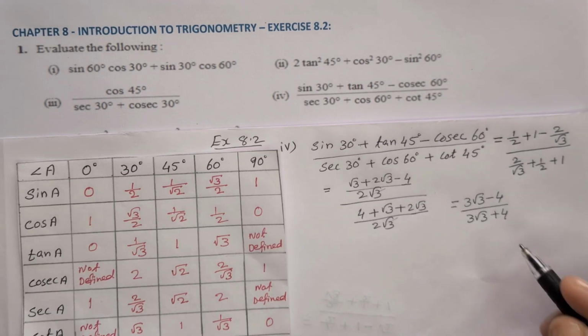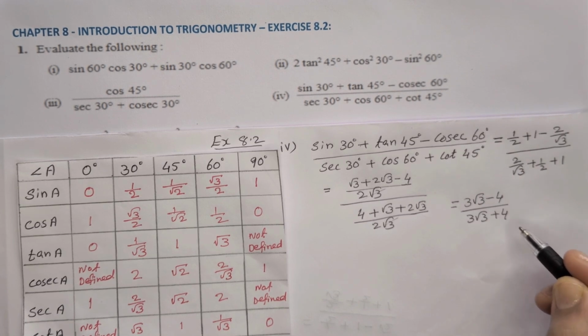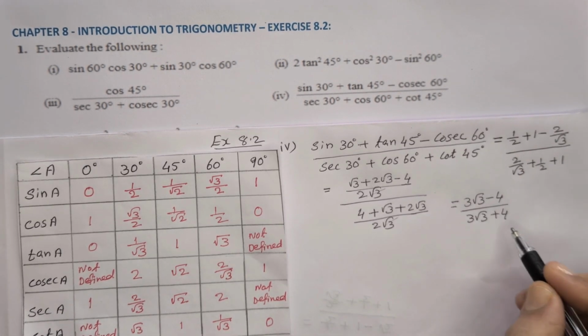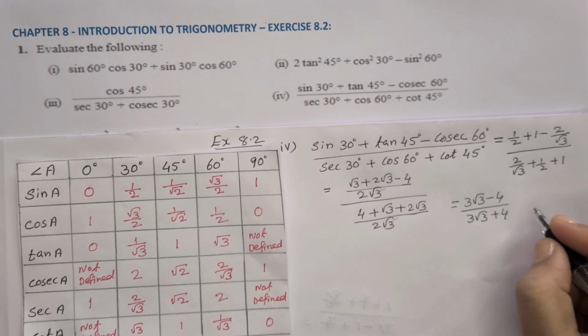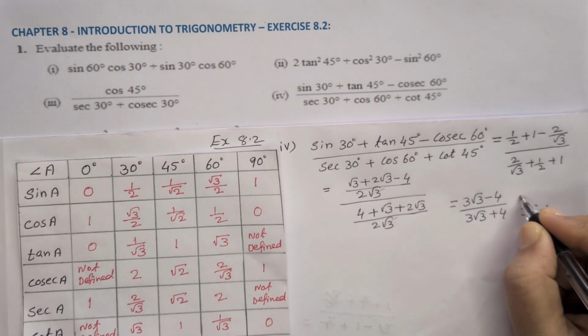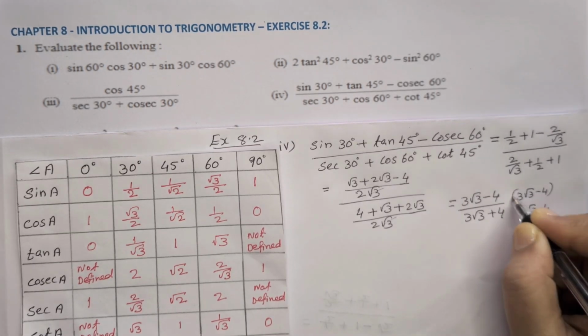Now we have to rationalize the denominator. To rationalize the denominator, we have to multiply with the opposite sign. Here it is 3 root 3 plus 4, so we have to multiply with 3 root 3 minus 4. Then the numerator and denominator, minus 4.